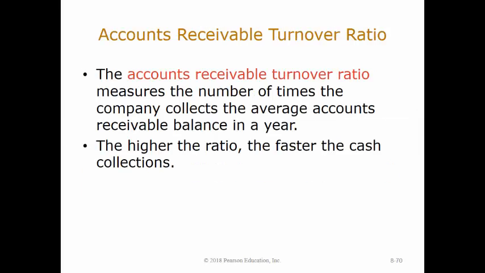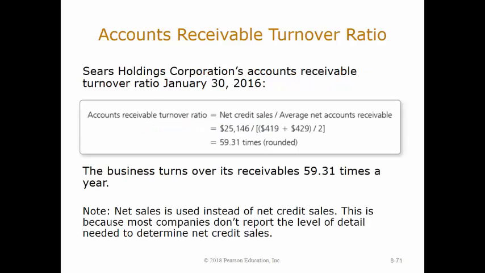The accounts receivable turnover ratio is computed by dividing net credit sales for the period by the average net accounts receivable for the period. Typically, average net accounts receivable is computed as beginning net accounts receivable balance plus ending accounts receivable balance divided by 2. If this number goes up, it is an indication that sales are slowing down. Sears Holdings Corporation's accounts receivable turnover ratio at January 30th, 2016 is 59.31. This indicates that it turns over its receivables 59.31 times a year.